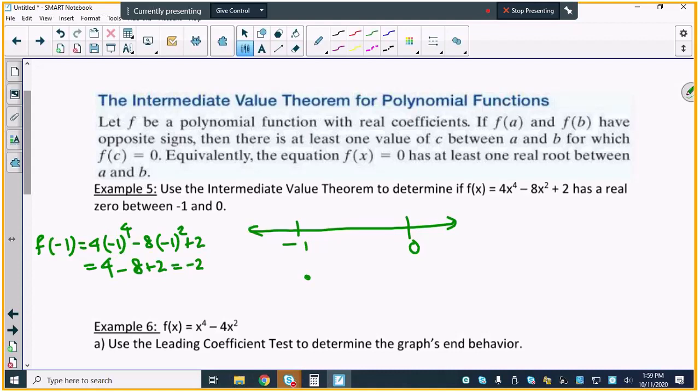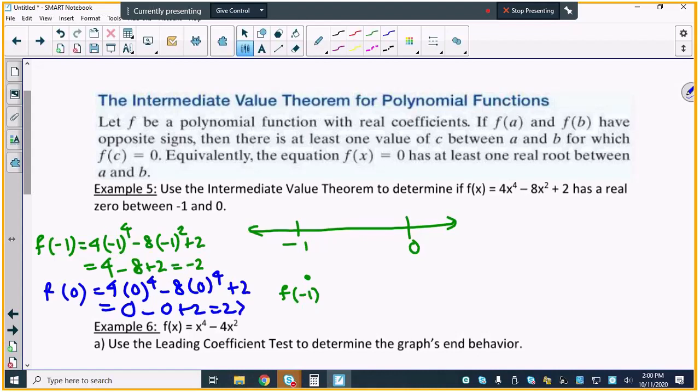So say somewhere here, this is f of -1. Well, how about f of the other given point, which is 0, and between -1 and 0, I want to know whether there is a real solution. So what I get is 4 times 0 to the power 4 minus 8 times 0 squared plus 2. Remember, the first two terms are simply 0. So it's 0 minus 0 plus 2, which is 2.